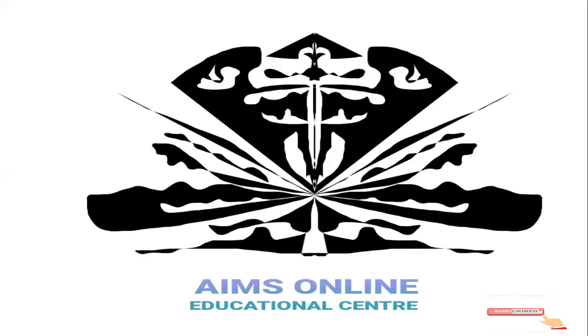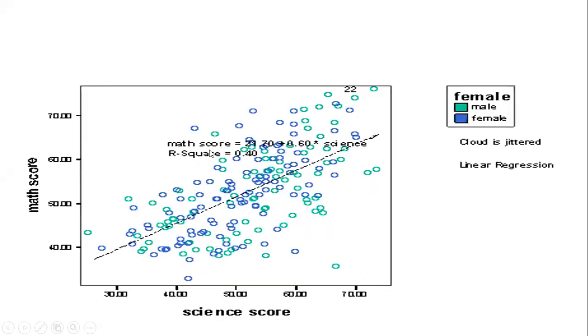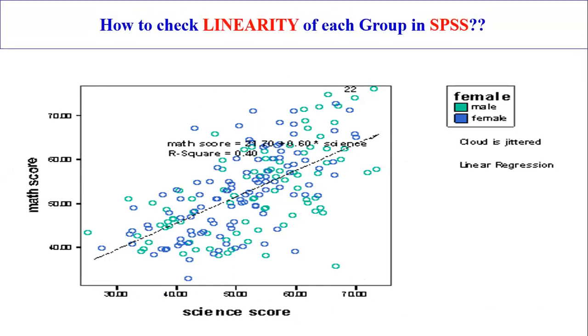Today we are discussing statistical techniques on SPSS, which is linearity. How to check linearity of each group in SPSS. There are a lot of students asking about linearity. Linearity means linear, straight, right? Like these scattered dot lines show that there is a linearity.